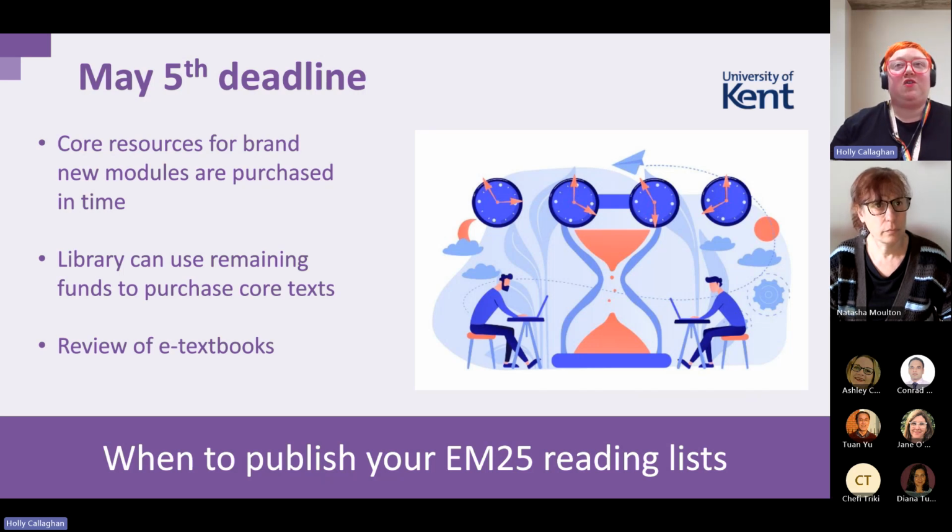So in order to make sure that we can purchase as many core titles as possible, we're asking module conveners who are at that point where they're ready to publish and they know what's on their reading list to publish that as early as possible to give us the best possible chance of using those funds. So that's why we've set May the 5th as a deadline for those modules and for those conveners that are able to get those resources to us.